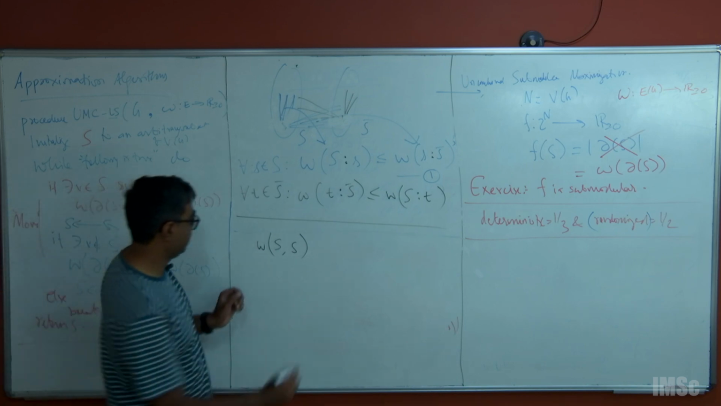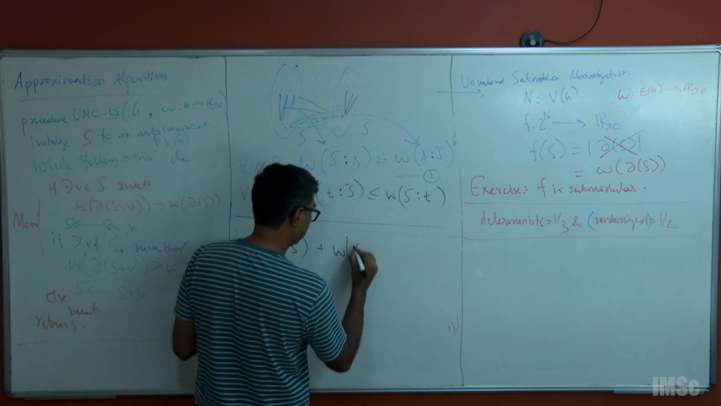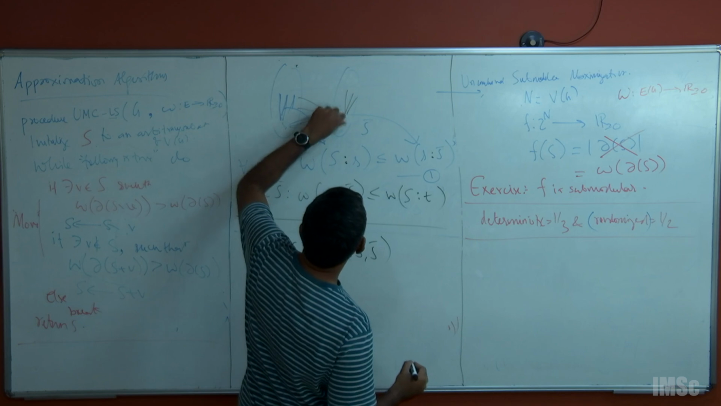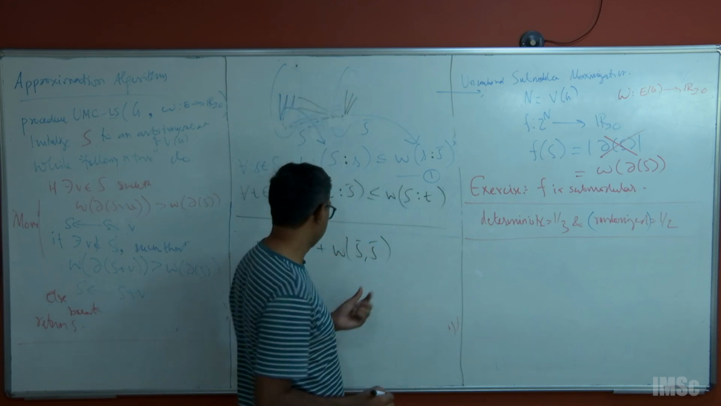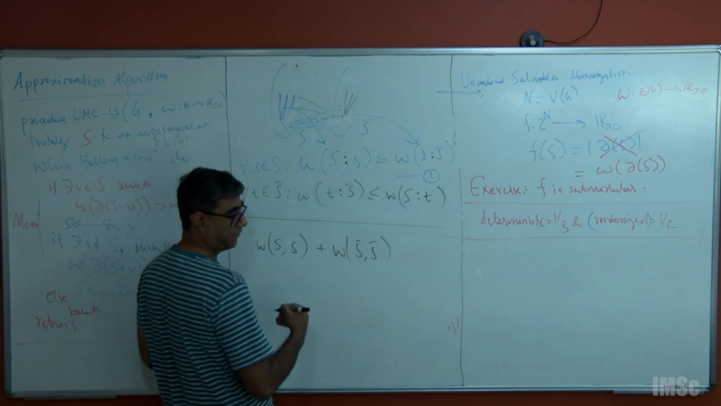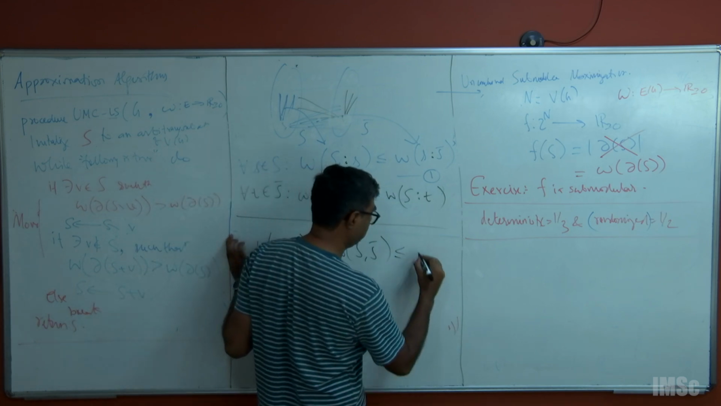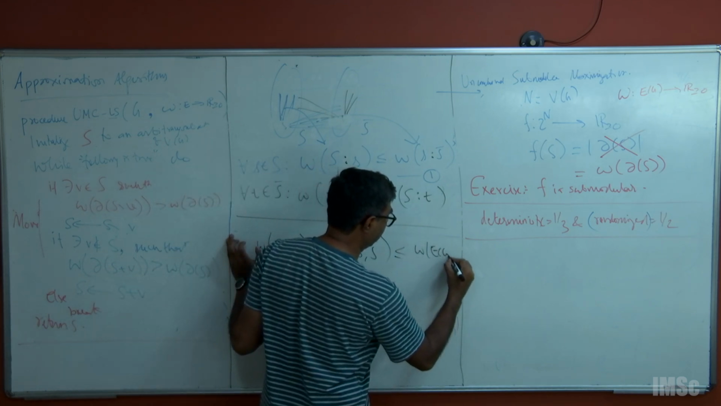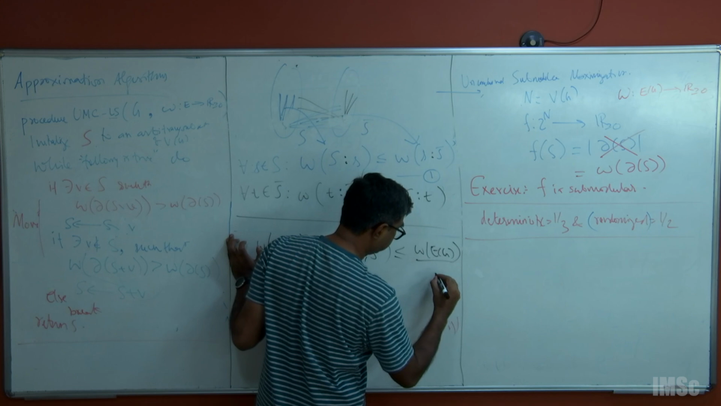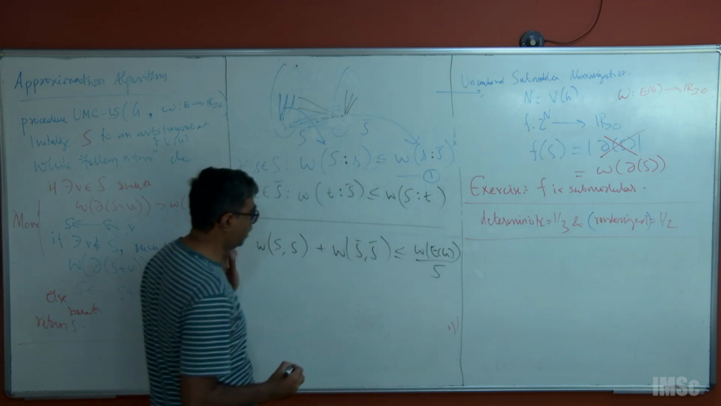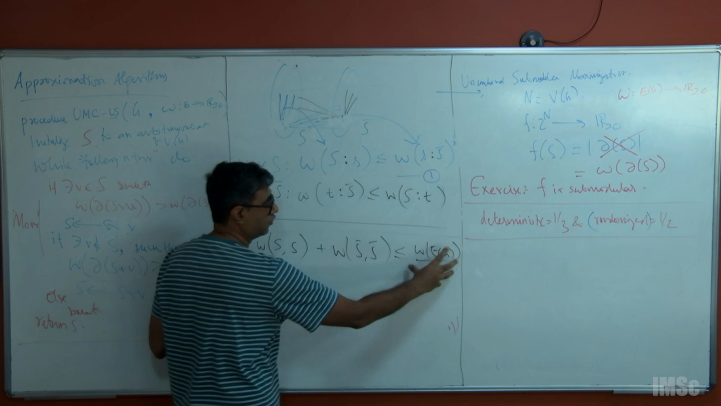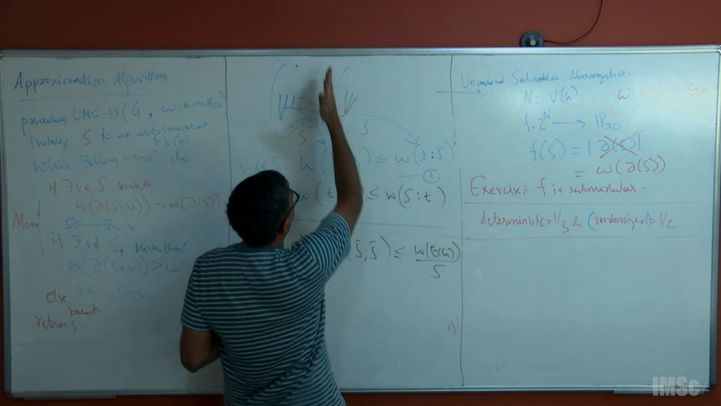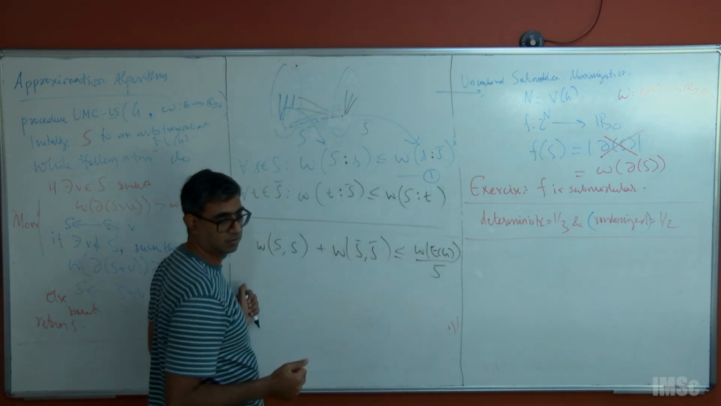Okay, plus the weight of S bar to S bar, the edges with one endpoint in S bar and the other endpoint in S bar, right? If I can show that this is less than or equal to the weight of edges of my graph divided by some 5, then what will this imply? If the total weight of edges here is at most this, what is the weight of edges here?